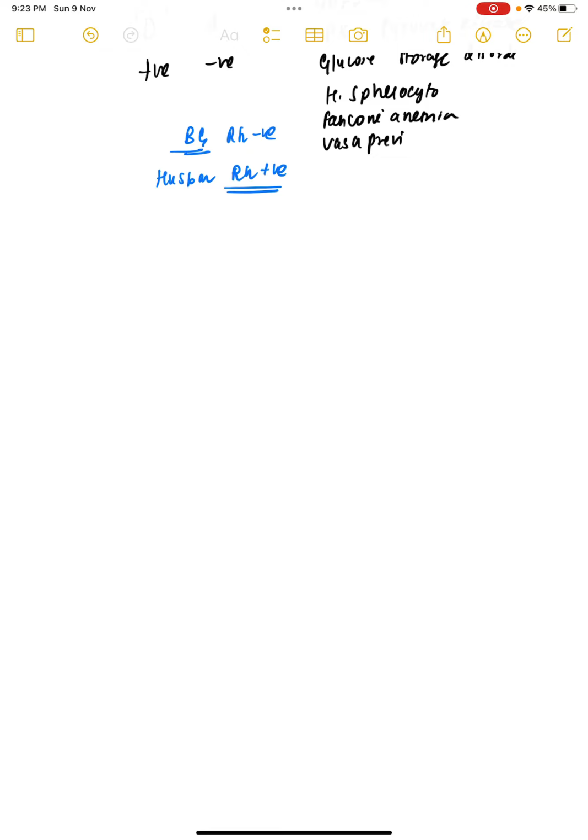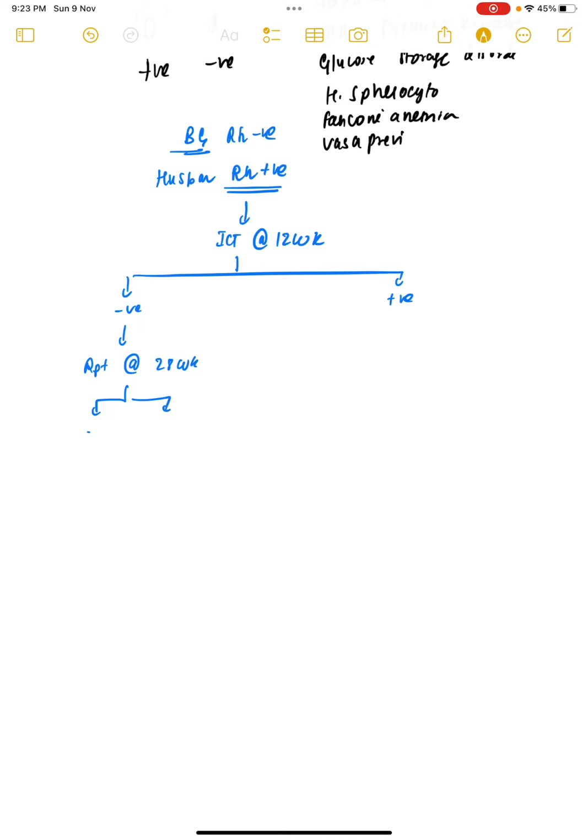So when it is an Rh positive husband and Rh negative mother, do ICT at 12 weeks itself. It can be either positive or negative. Usually in the first trimester, without prior exposure, ICT will be negative. If ICT is negative, repeat again at 28 weeks. Again at 28 weeks, ICT can be negative or positive. If it is negative, you give routine antenatal anti-D prophylaxis at 28 weeks. Even if you give antenatal prophylaxis, you are supposed to give postnatal prophylaxis also. If it is positive, we will go ahead with the positive algorithm.